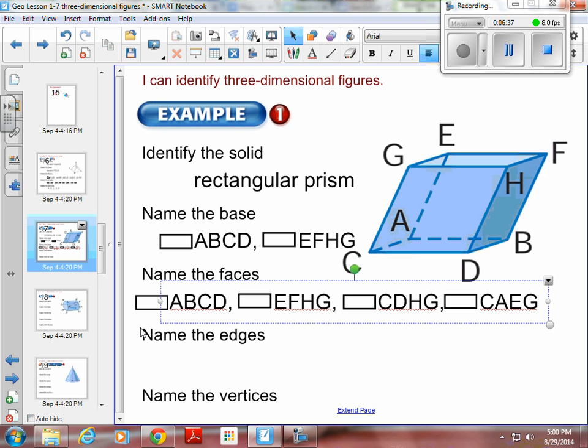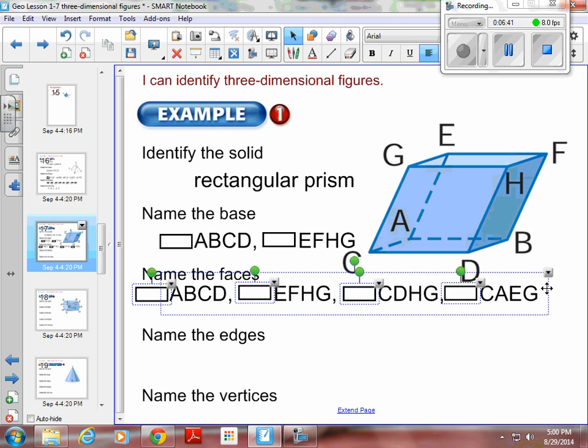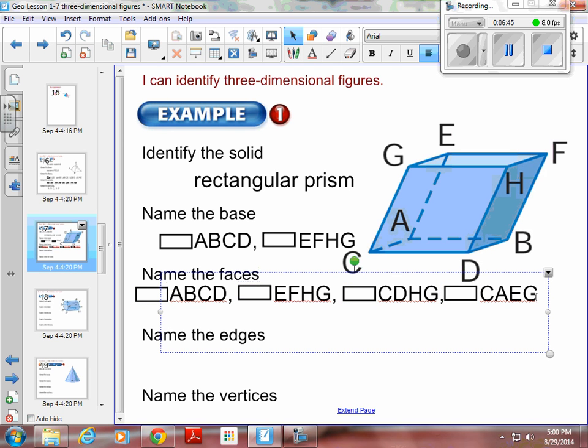Okay, I think I need to move this whole thing up just a little bit. And then after C, A, E, G, let's go to the back side. The back side would be A to B to F to E. So A, B, F, E.